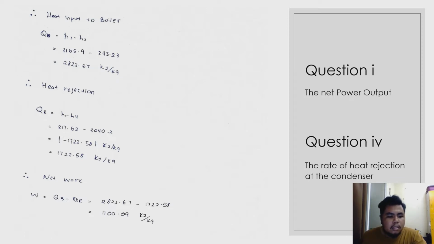Q in, or we call it Q_B, is the amount of heat supplied to steam in the boiler from a high temperature source, while Q out is the amount of heat rejected from steam in the condenser to a low temperature sink. So, to find Q out, Zareh will explain how to find it.